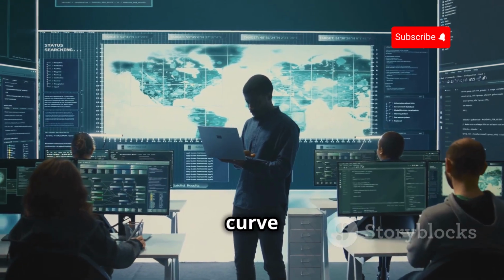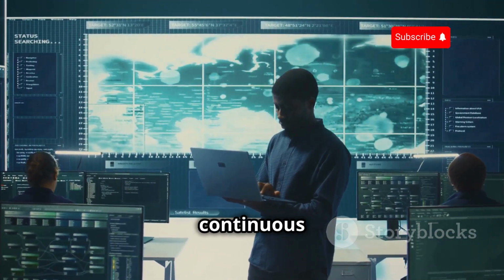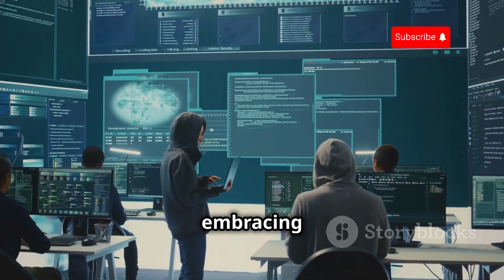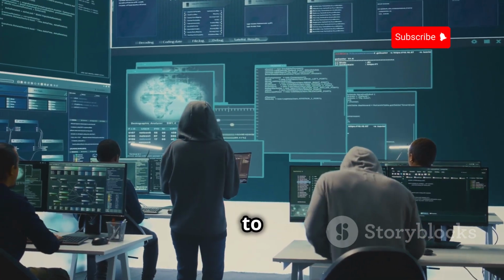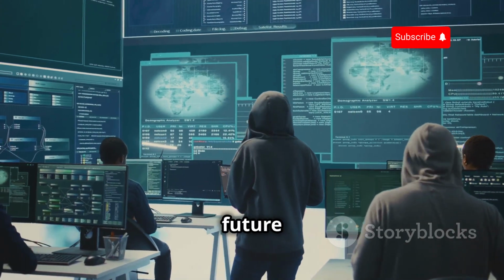Staying ahead of the curve requires vigilance, proactive measures, and a commitment to continuous learning and improvement. By embracing a proactive and informed approach to cybersecurity, we can create a safer and more resilient digital future for everyone.